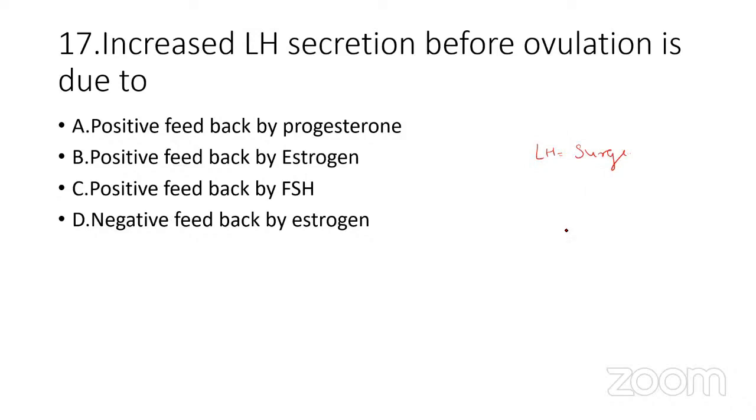The options are: A, positive feedback by progesterone; B, positive feedback by estrogen; C, positive feedback by FSH; D, negative feedback by estrogen. It is positive feedback by estrogen. The answer is positive feedback: an increase in the level of estrogen leads to an increased secretion of LH. That is the positive feedback by estrogen.